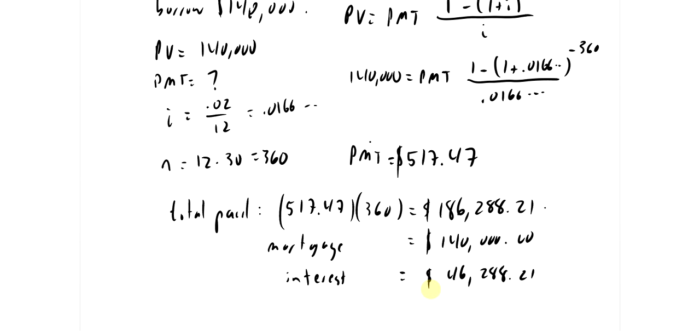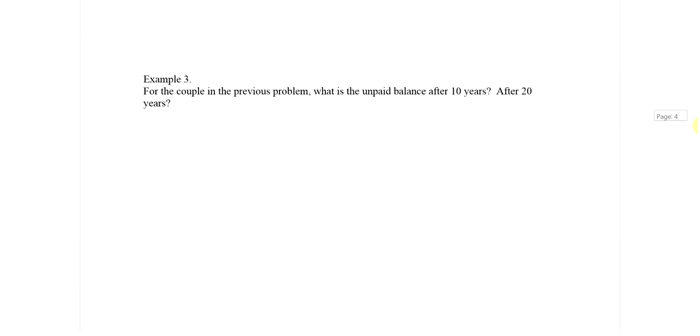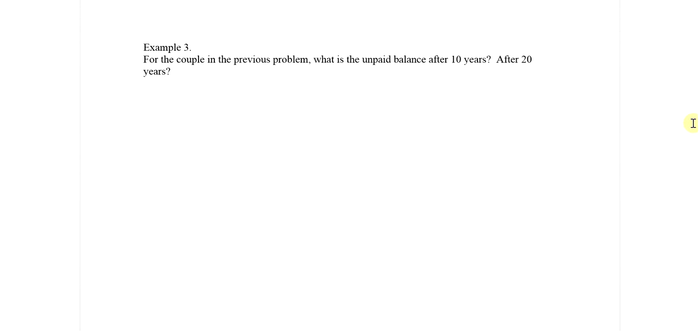So how much did they end up paying for the $175,000 house? Well, the $186,000 for the mortgage plus $35,000 for the down payment, so around $210,000 over 30 years. Okay, great. So for the couple in the previous problem, what's the unpaid balance after 10 years? What's the unpaid balance after 20 years? Well, how do you tell what the unpaid balance is?